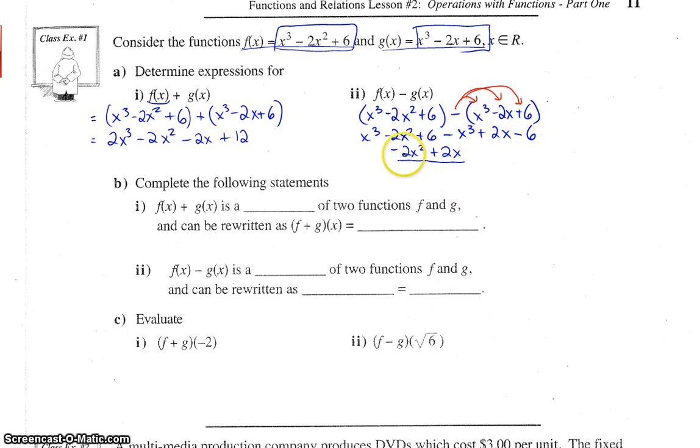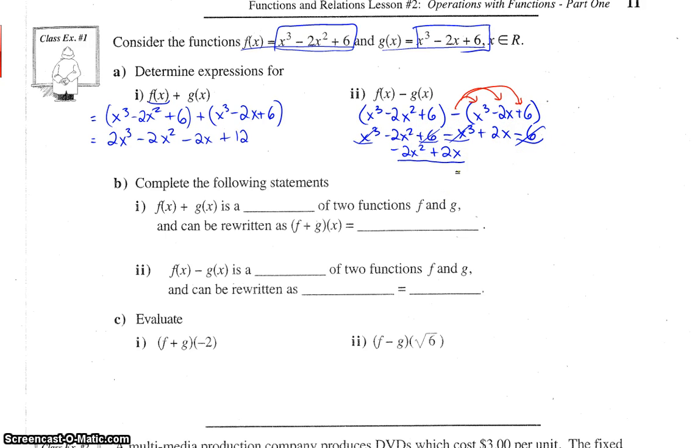So now when you're collecting like terms, x cubed and negative x cubed, remember the sign in front of the term is part of that term. So those will equal 0. Negative 2x squared, nothing to collect with that. Positive 2x, again, unlike term to anyone else. And positive 6 and negative 6 will equal 0.